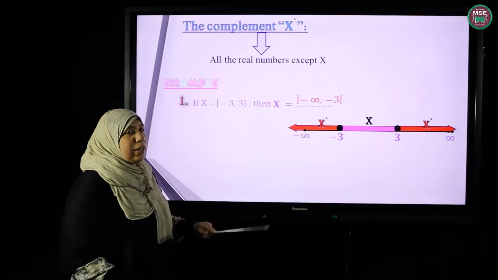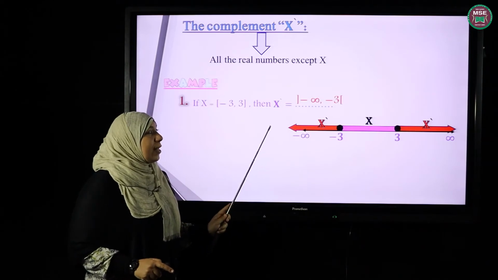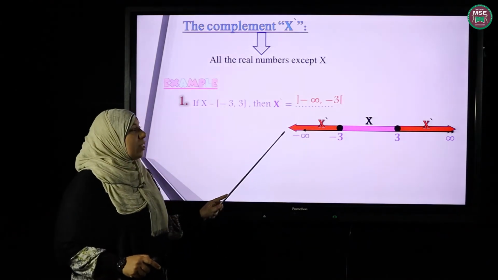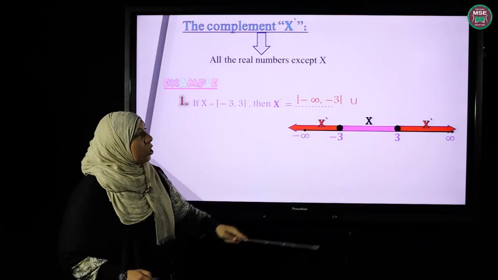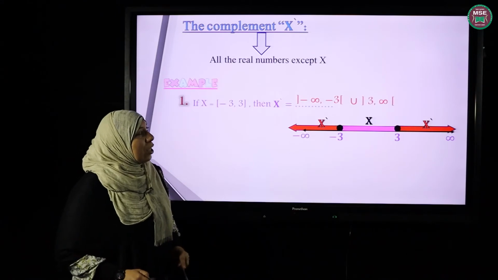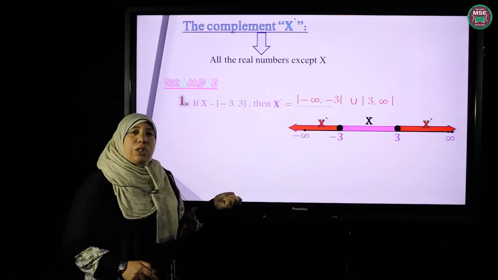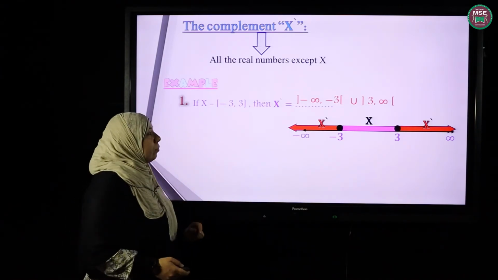And we will take the interval. I will say it once again. We will write the interval with the order of the numbering on the number line. So this interval is -infinity to -3, but the other one will be from 3 to infinity. I want these two parts, so I will put union between them.